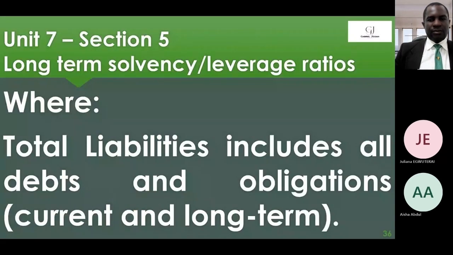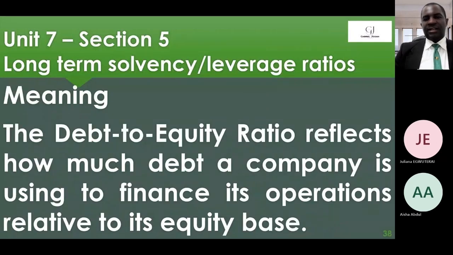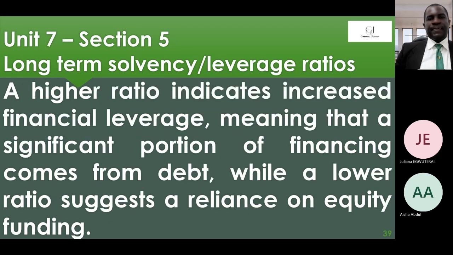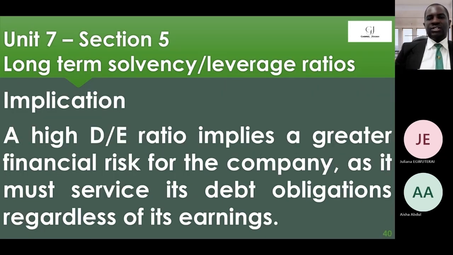Okay, so let's look at what it means quickly, if it aligns with our thoughts and our deliberation. The debt to equity ratio reflects how much debt a company is using to finance its operations relative to its equity base. A high ratio indicates increased financial leverage, meaning that a significant portion of financing comes from debt, which is true, since we have 90% actually coming from debt, while a lower ratio suggests a reliance on equity funding. Exactly. So what's the implication?